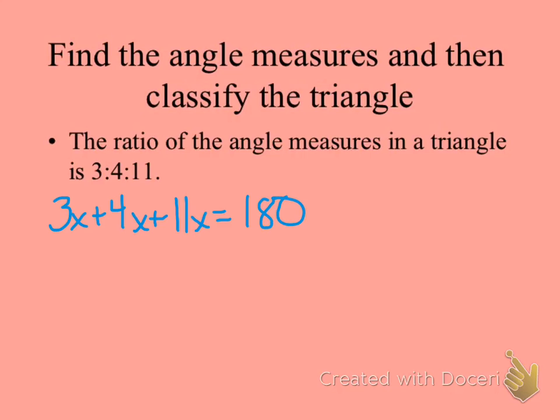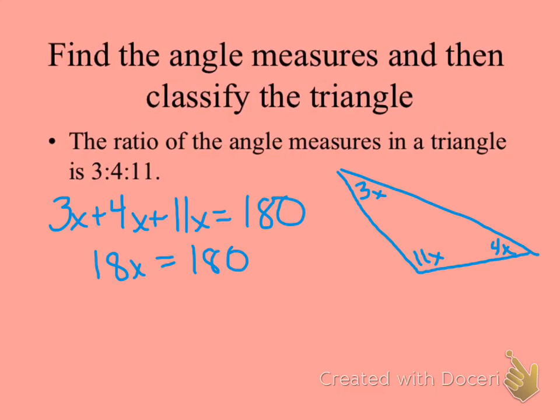So again, I wouldn't even have a clue how to draw this triangle. We'll just draw something like that, just to give you an idea, okay? So all of them add up to 180. So when you combine the coefficients, 3 plus 4 plus 11, you get 18x equals 180. So we can solve that x equals 10.